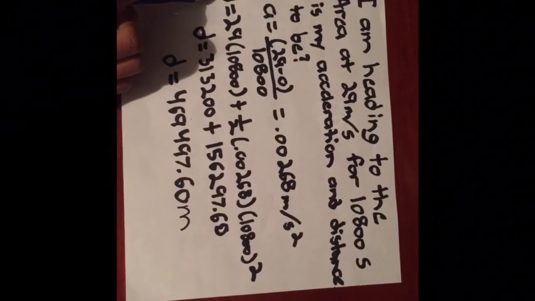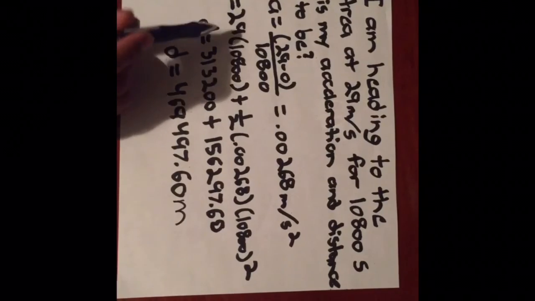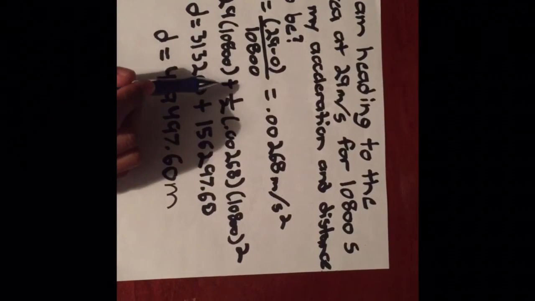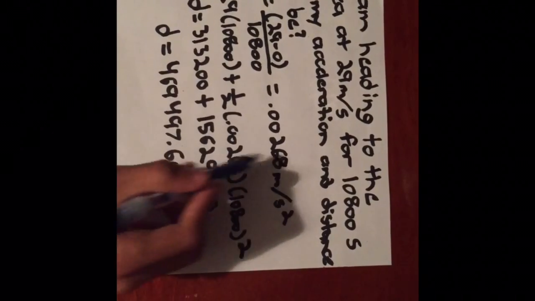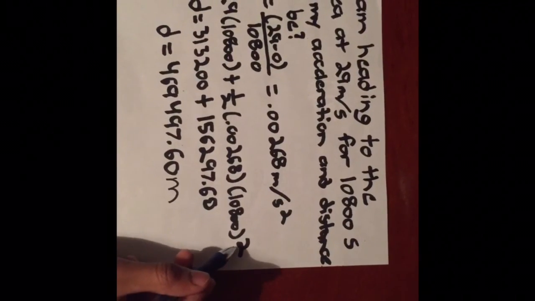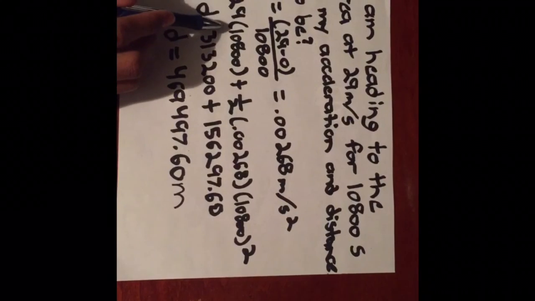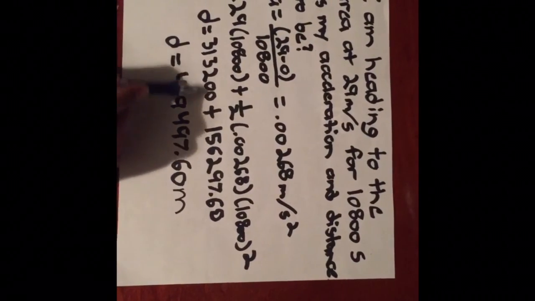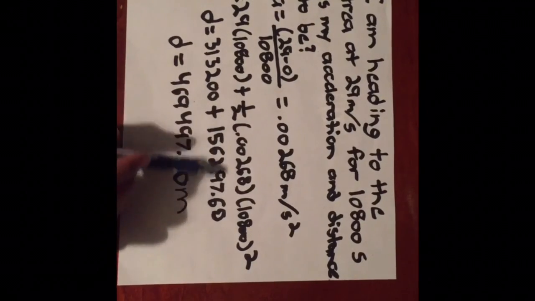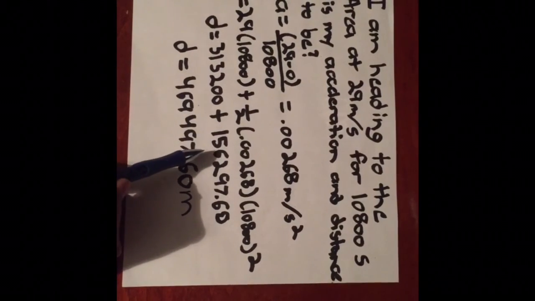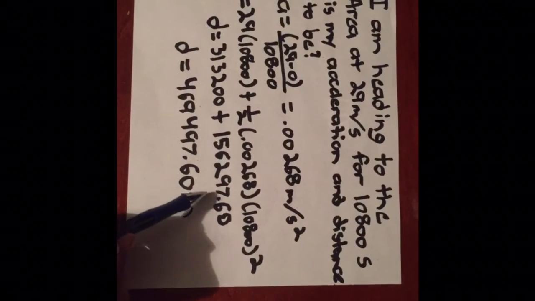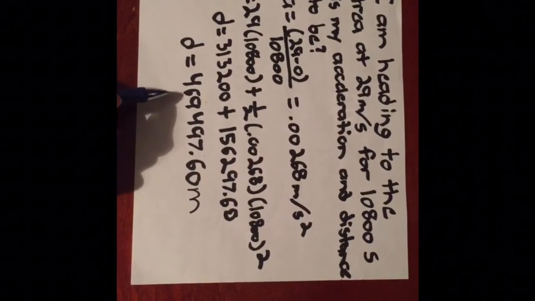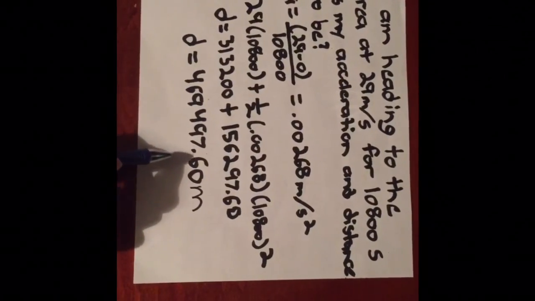After that, you solve for distance by 29 times 10,800 plus 1/2 times the acceleration times time again, but this time to the power of 2. 29 times time is 313,200 plus 156,297.60. And after you add these up, you get 469,497.60 meters.